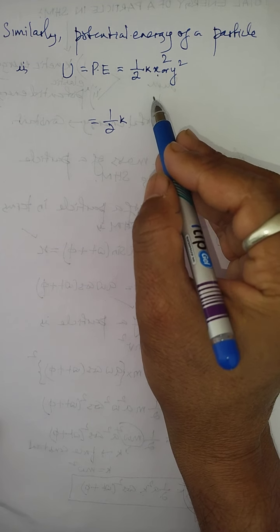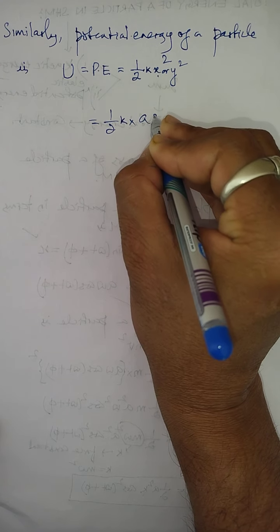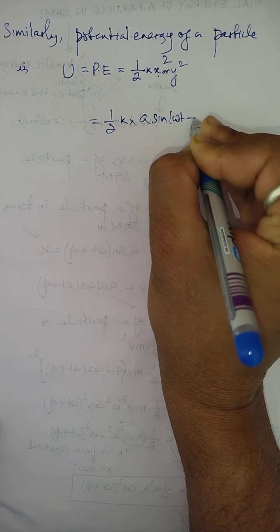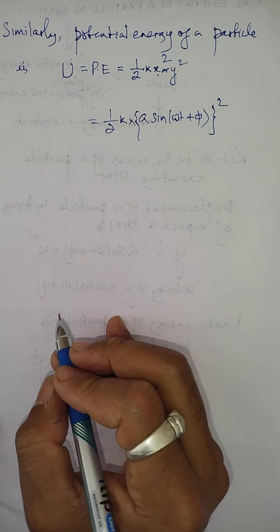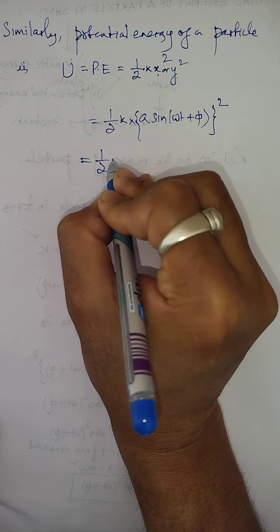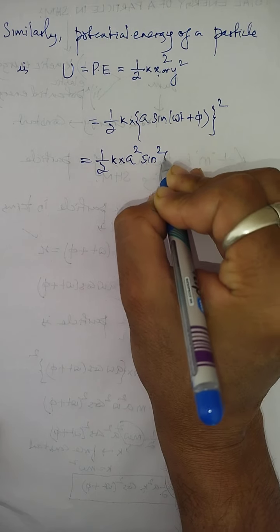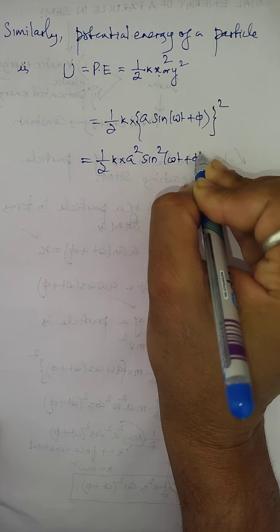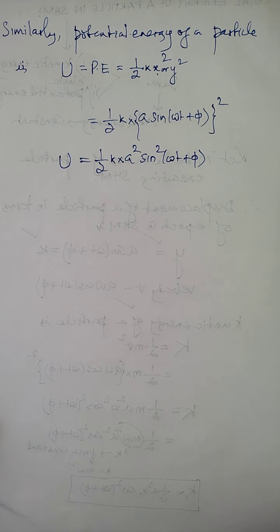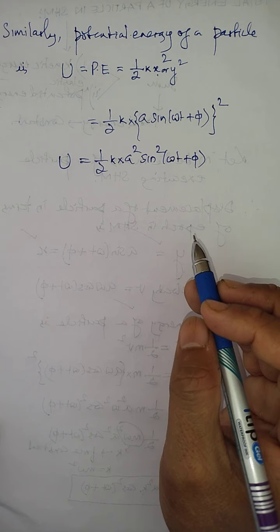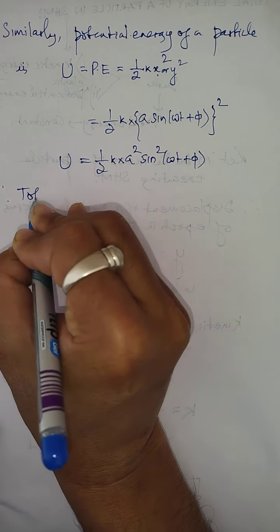The value of x or y we have already done, and you know the value is A sine (omega t plus phi), and I put it whole square. Now let me open the bracket: half k A square sine square (omega t plus phi). So children, I got the potential energy, and I also got the kinetic energy. Now I add kinetic energy and potential energy, which means the total energy.